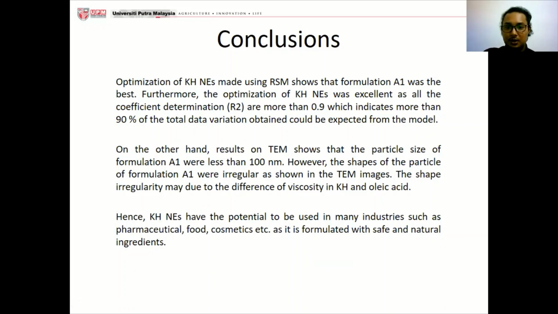As the conclusion, optimization of fluid honey nanoemulsion made using RSM shows formulation A1 was the best. Furthermore, the optimization of fluid honey nanoemulsion was excellent, with 90% confidence. On the other hand, results of TEM show that the particle size of formulation A1 was less than 100 nanometer, which is very good. However, the shapes of the particles were irregular in the TEM images.